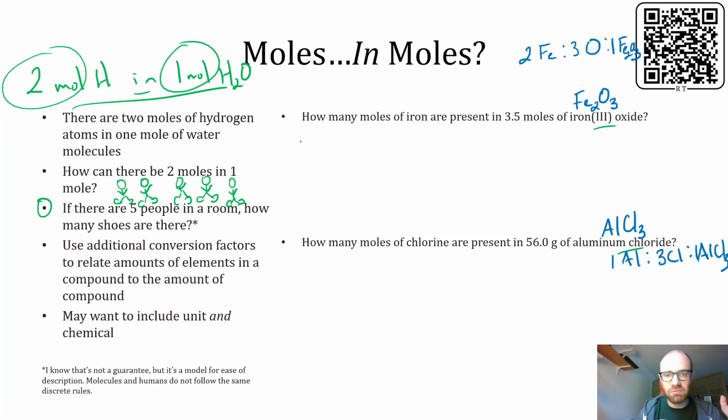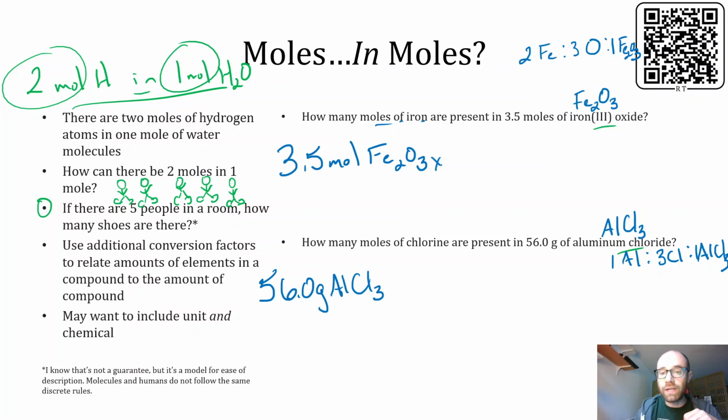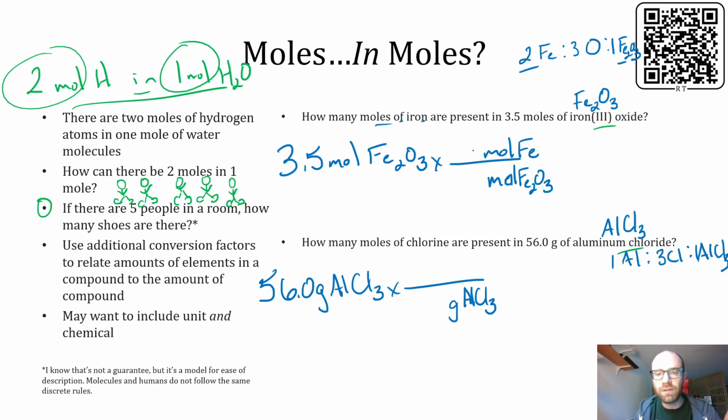Same as before, write our given value. We're going to convert, so moles of iron oxide on the bottom, and for the top one, our target here is moles of just iron. So we're going to go back to what we wrote up top here, and just pick out the numbers that correspond to what we're talking about. There's 2 irons for every 1 Fe2O3, and so in 3.5 moles of iron oxide, there's 7.0 moles of just iron.